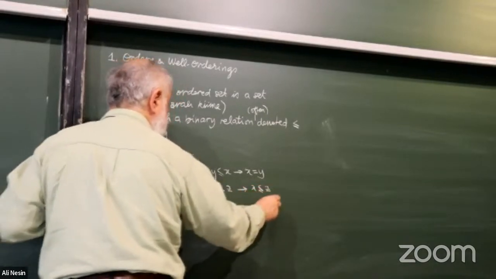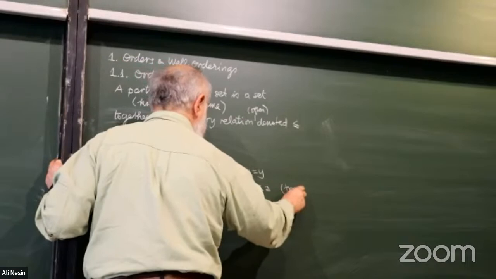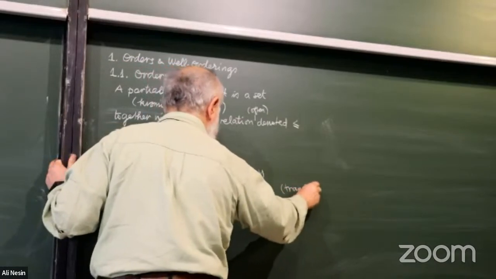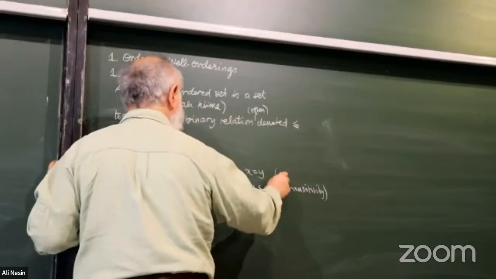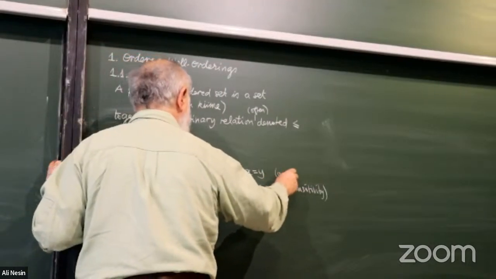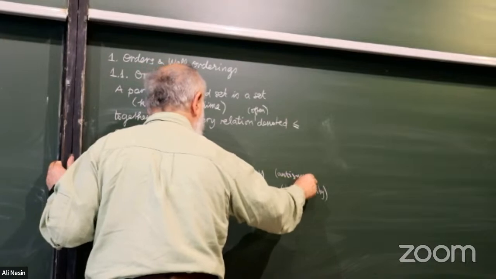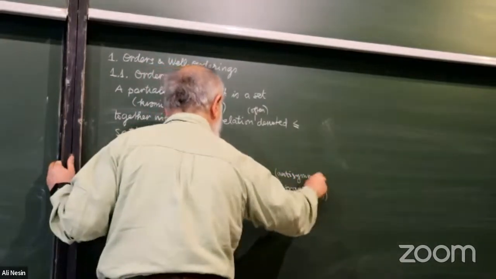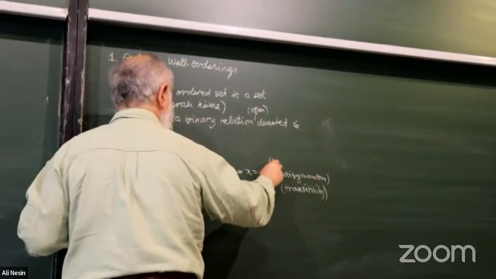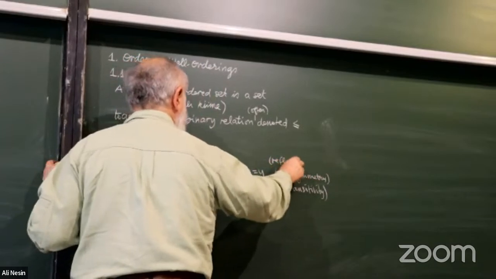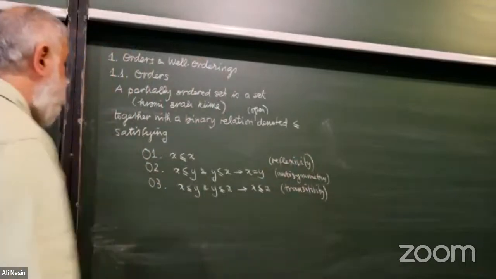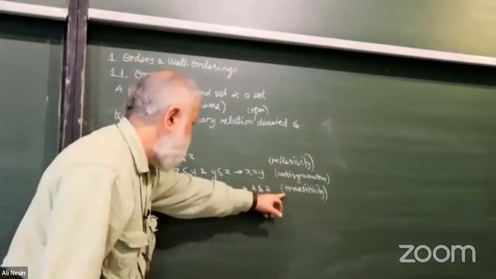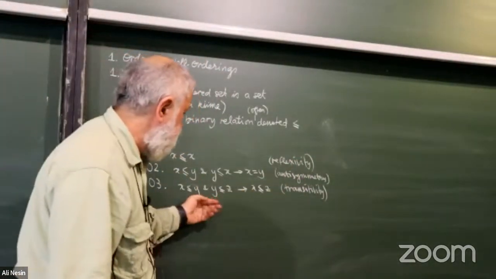This is called transitivity. And this is called anti-symmetry, I believe. This is called reflexivity. This is not important, of course. The names are not important, but transitivity is important. Transitivity. This is very useful.